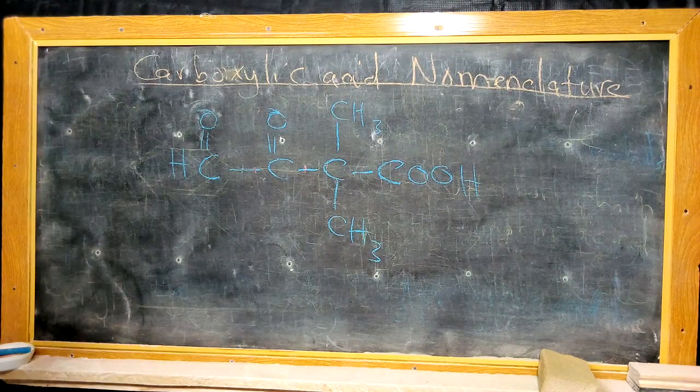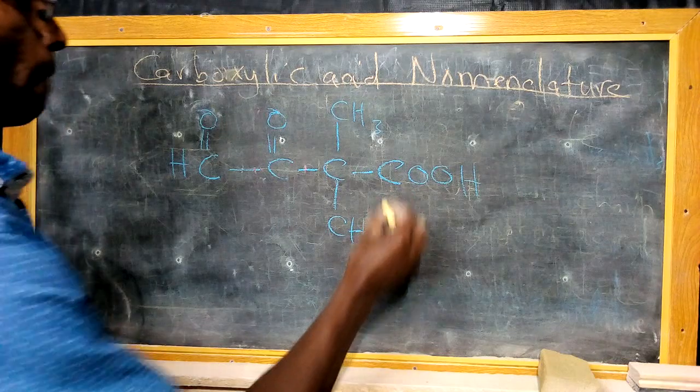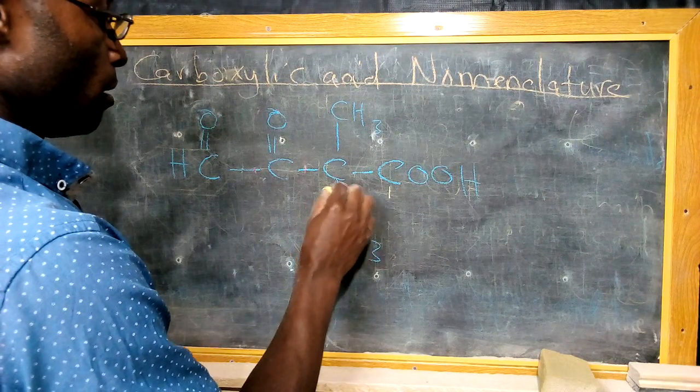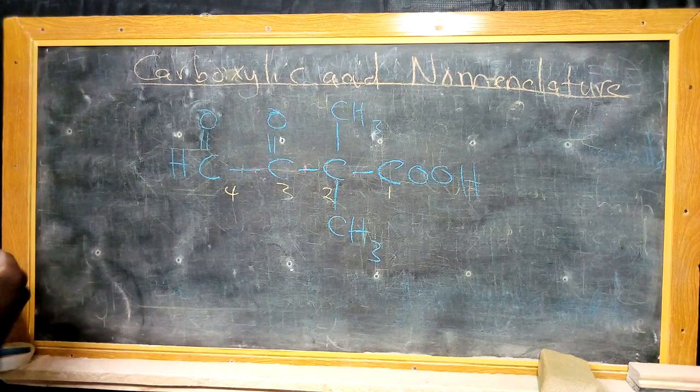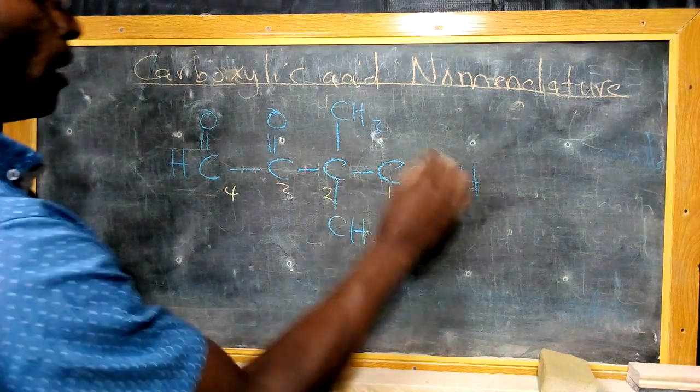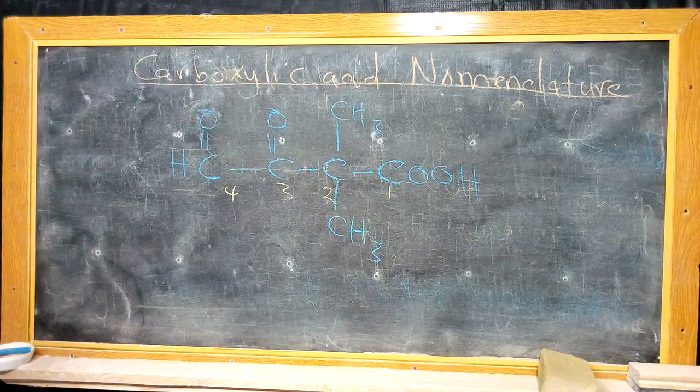So we said that the numbering begins at the carbonyl carbon. This is the one, so number 1, 2, 3, 4. I've decided to follow this route because it forms the longest chain of this particular compound. So for that case, we shall go ahead and name.